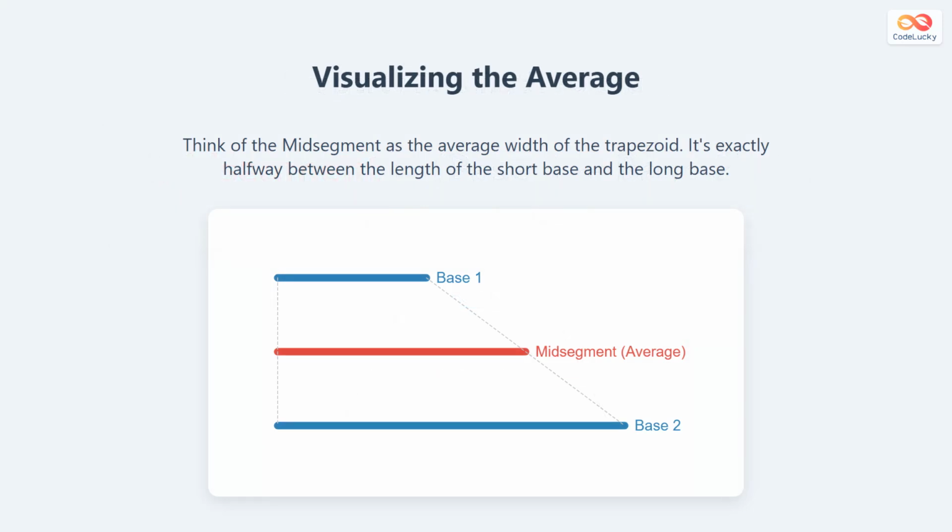Here is a way to visualize it. If you look at the length of the top base and the bottom base, the midsegment's length is exactly halfway between them. It is the average width of the trapezoid.